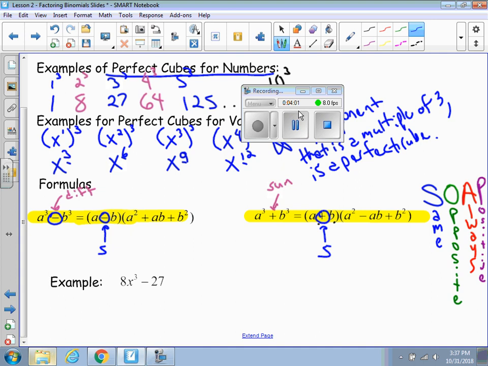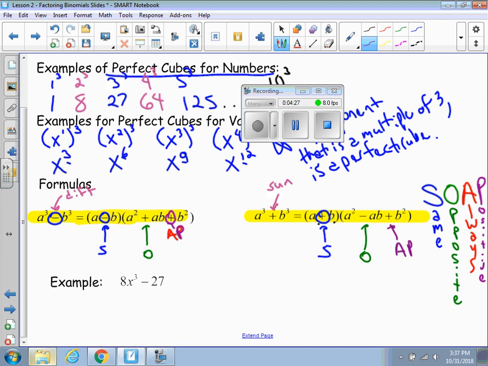So there's your same. Then what comes next is our O, our opposite. So we have to use the opposite sign here. If we started with a difference, now it's a sum. If we started with a sum, now it's a difference. Minus sign. And then AP, always positive. So always positive is that last bit right there. There's always going to be a plus sign right at the end.